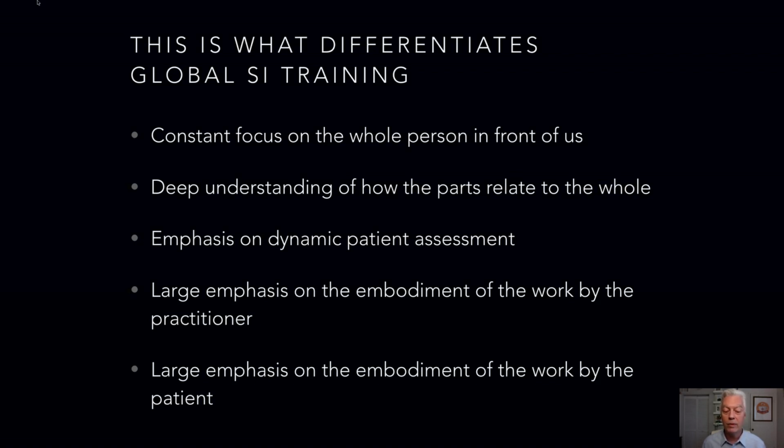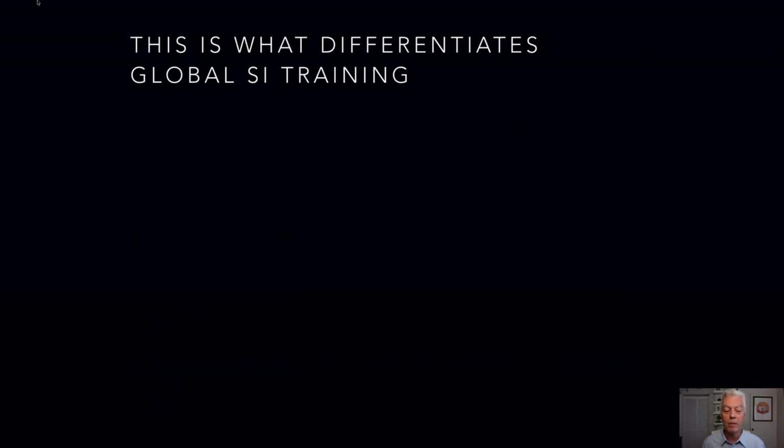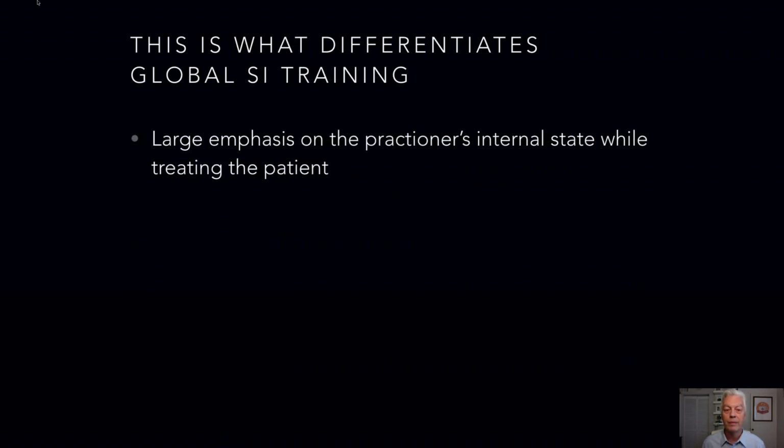And we also emphasize embodiment of the work by the patient. It's not just enough to fix them or work on them. You have to work with them so that they own the work. There's a large emphasis on the practitioner's internal state while treating the patient. If I'm anxious or busy in my mind or my nervous system is feeling anxious, then I'm not giving a good reference point for the patient's mirror neurons to resonate with or attune to.